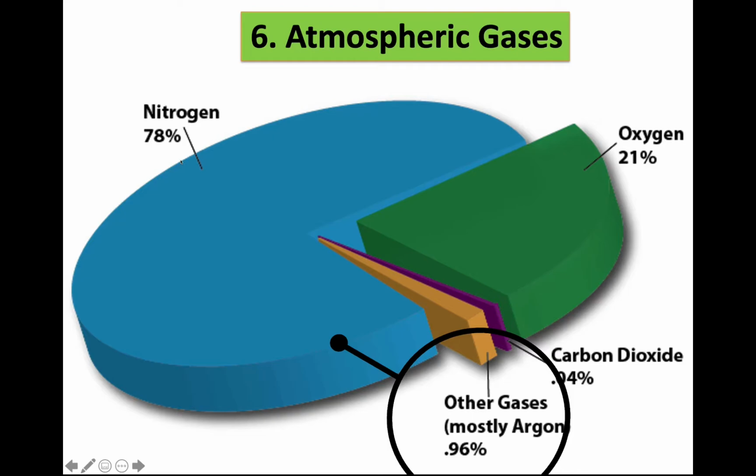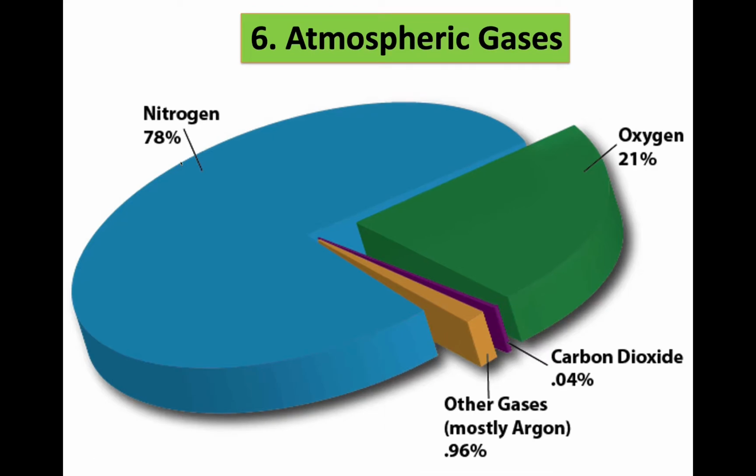Let's begin with nitrogen. In the atmosphere, we find 78% of nitrogen gas. 21% of the atmosphere consists of oxygen. 0.04% consists of carbon dioxide, while 0.96% are other gases in varying amounts, such as water vapor.